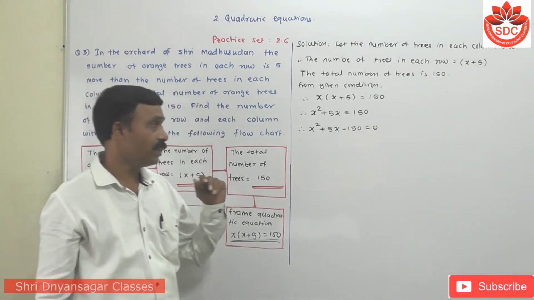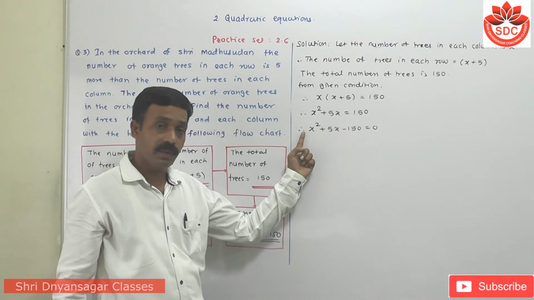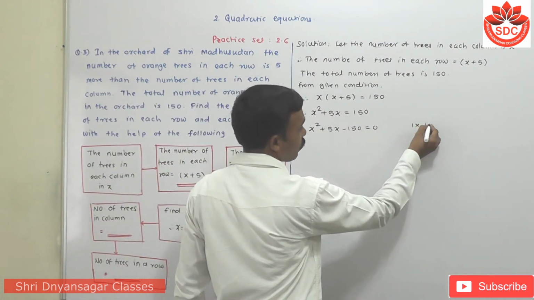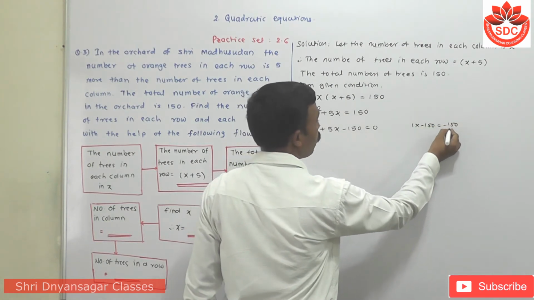This is a quadratic equation. Here the value of a is 1 and c is minus 150. First I will find its product: 1 into minus 150 is equal to minus 150.